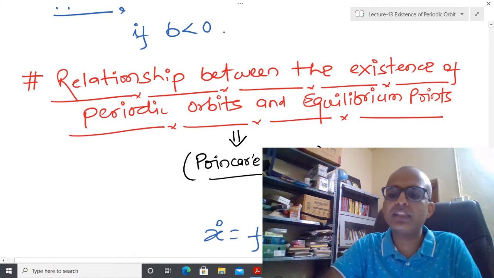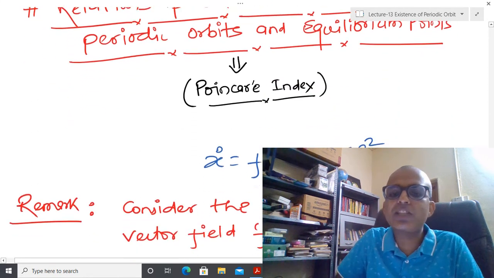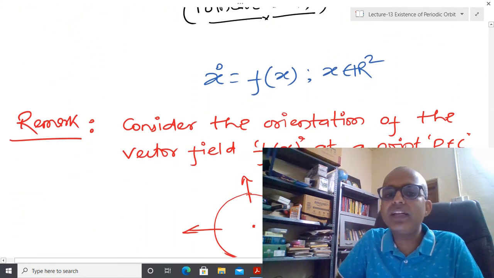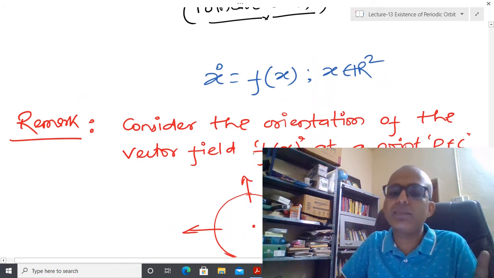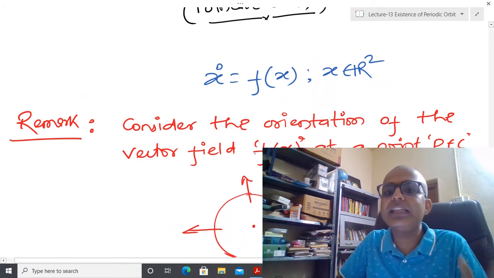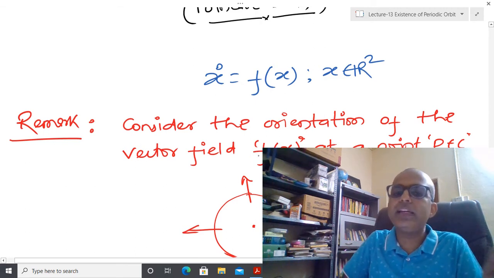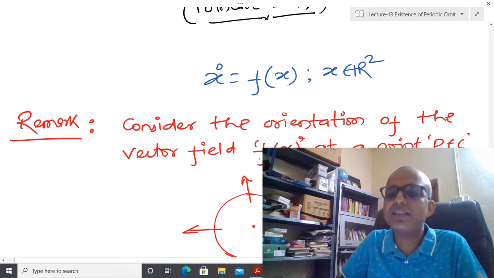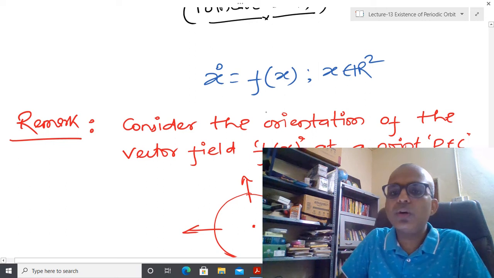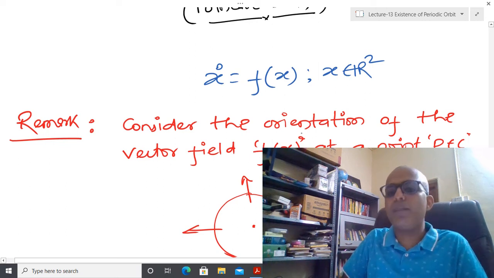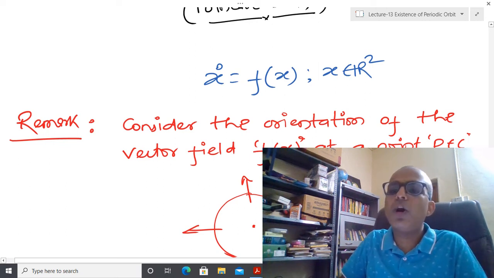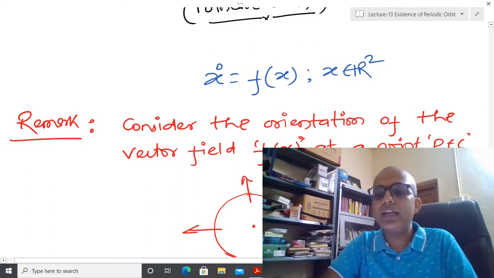Again I am going to consider just the two-dimensional case, x dot equal to f(x), and we are going to define something called the index. Okay, the Poincaré index. So how to define the index? In order to define the index, you have to consider the orientation of the vector field at each point of some closed curve C.